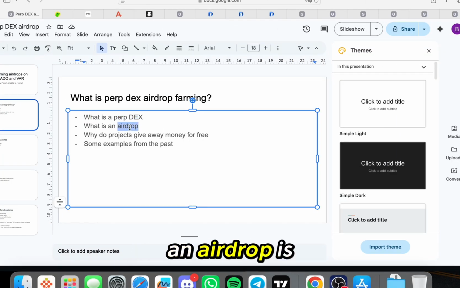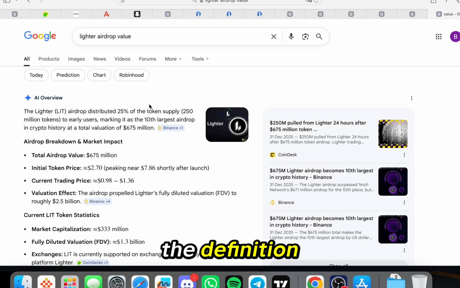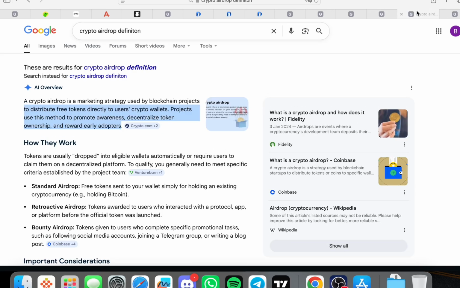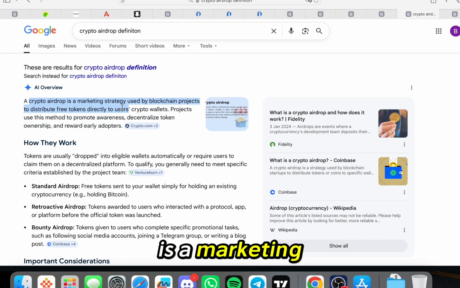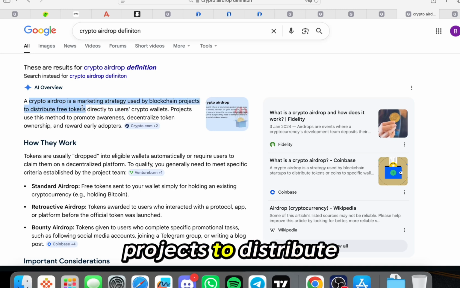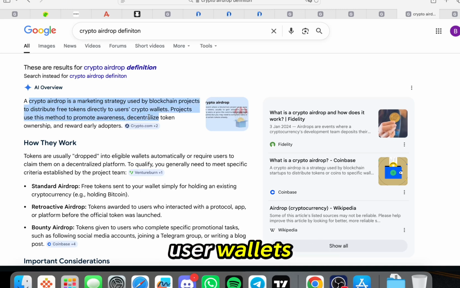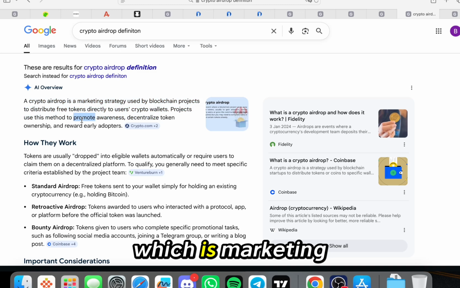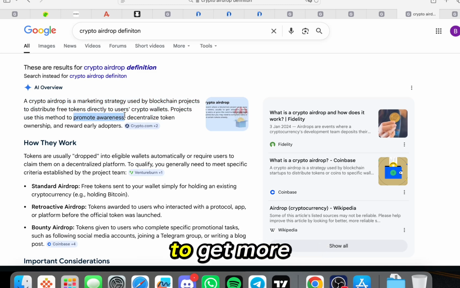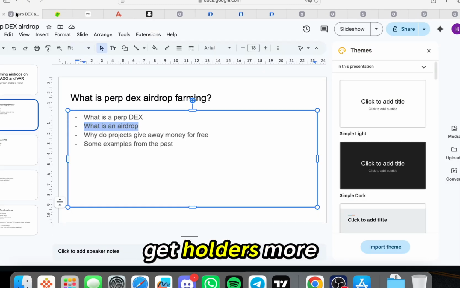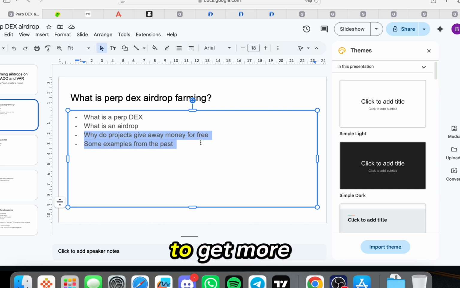Secondly, what's an airdrop? An airdrop, according to the definition, is a marketing strategy used by blockchain projects to distribute free tokens to users' wallets. It's just marketing to get more awareness and to get holders more hyped. It's basically free money for crypto users. Why do they give it away for free? Firstly, to get more attention on Twitter, because if you do a good airdrop, everyone is thinking about your project and it's going viral on X.